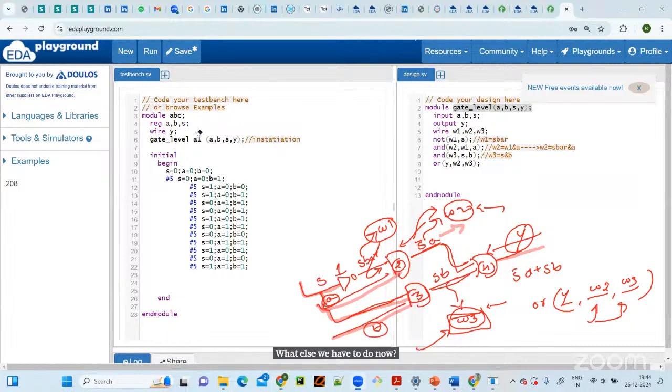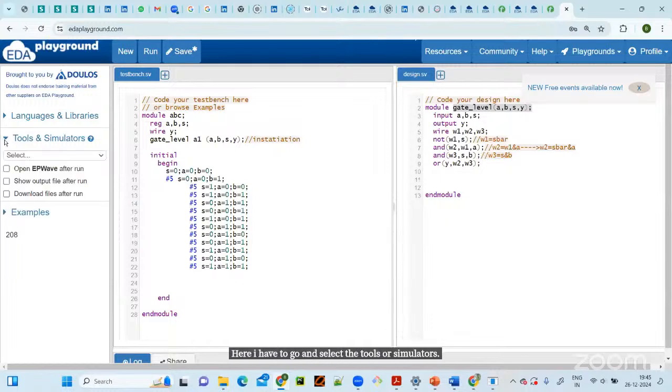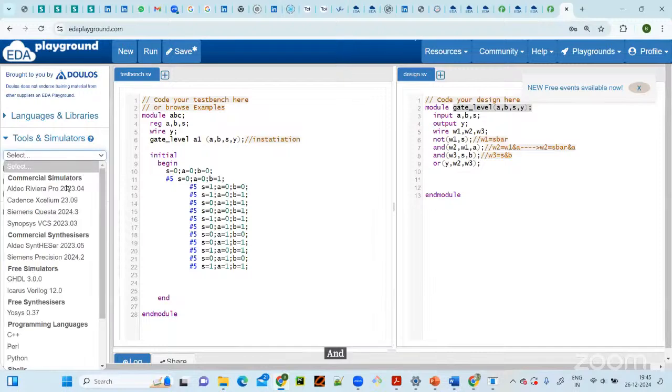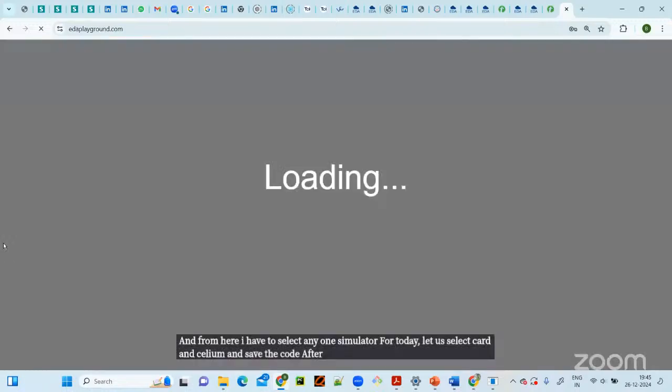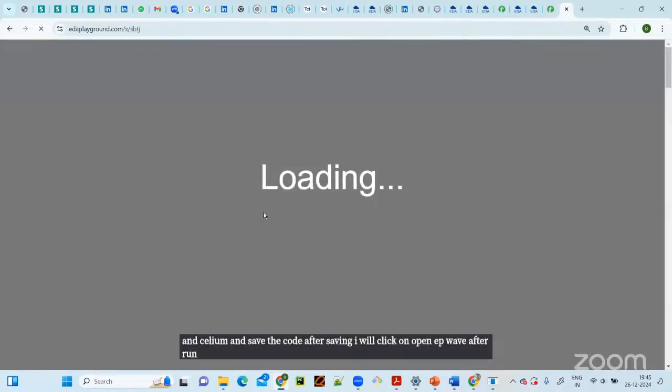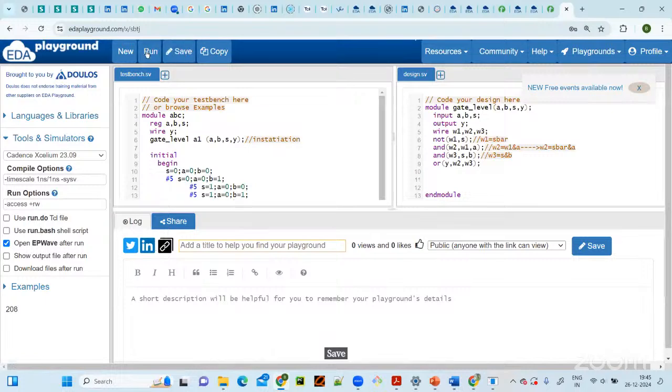Let me erase this part from here. Now what else I have to do, guys? Here I have to go and select the tools or simulators, and from here I have to select any one simulator. For today, let us select Cadence Helium and save the code. After saving, I'll click on open EP wave after run. There is one option here, right? Then save again, run again.